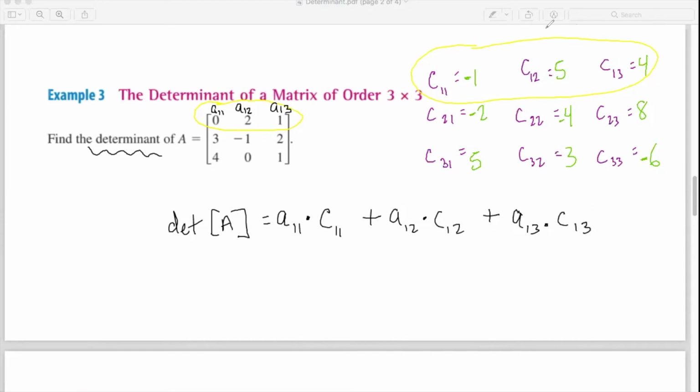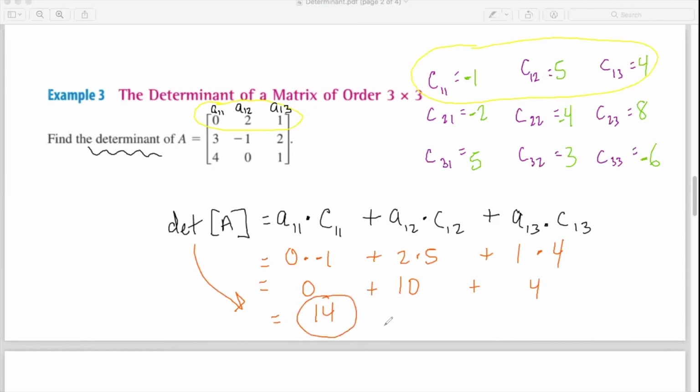All that's left to do now is substitute, and we'll finally get the determinant value. So we've got A11 is 0 times -1, plus we've got 2 times 5, plus we've got the third element here, 1, times 4. Okay? Simplify it up, we've got 0 plus 10 plus 4. So after all this, the determinant of matrix A is 14.